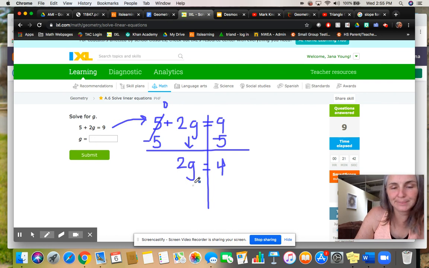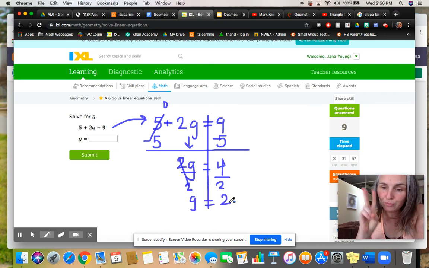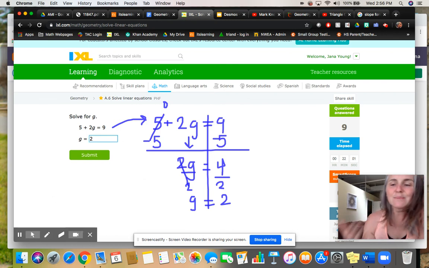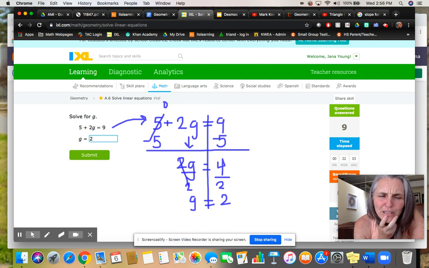Okay, back to it. 2G is 4. Obviously, 2 times 2 is 4, but let's go ahead and do the whole thing. Divide by 2 on both sides so that we get 1G, and 4 divided by 2 is 2. This might be one that you would say 5 plus 2 times something is 9. Well, I know 5 plus 4 is 9, and 2 times 2 is 4. The answer is 2, and that's okay.